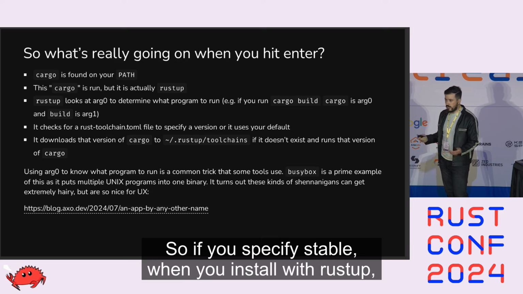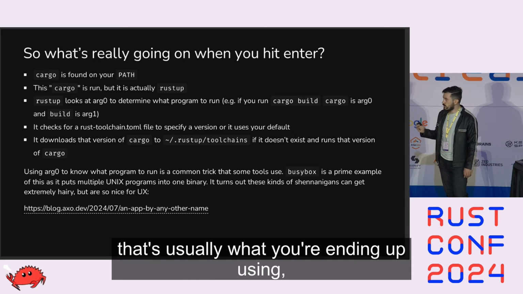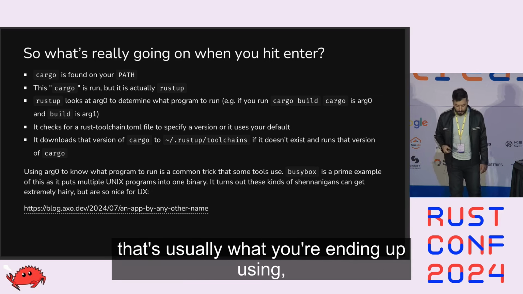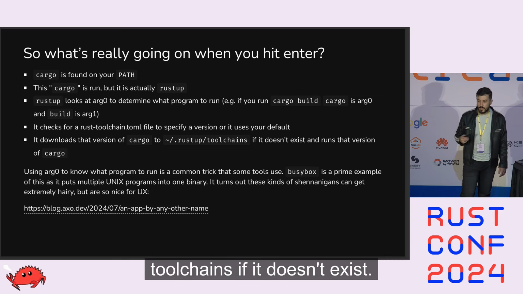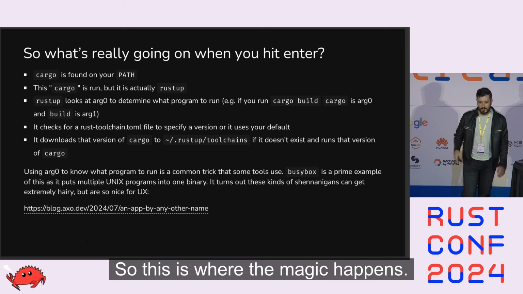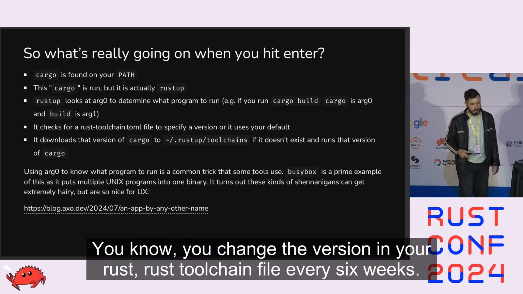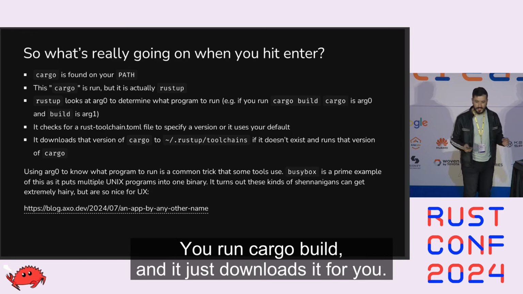So if you specify stable when you install with rustup, that's usually what you're ending up using. And then it downloads that version of cargo into .rustup toolchains if it doesn't exist. So this is where the magic happens. You know, you change the version in your Rust toolchain file every 6 weeks. You run cargo build, and it just downloads it for you.